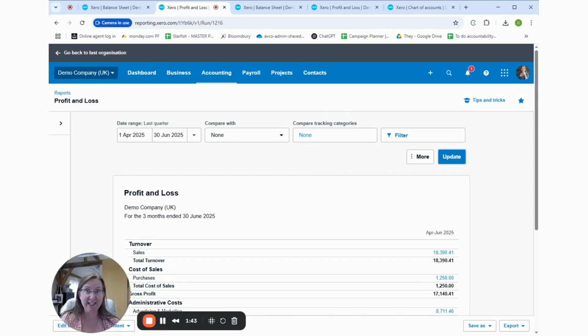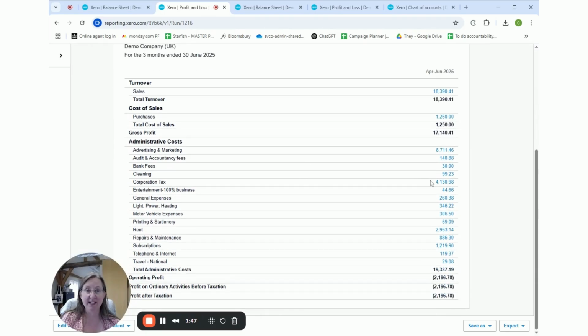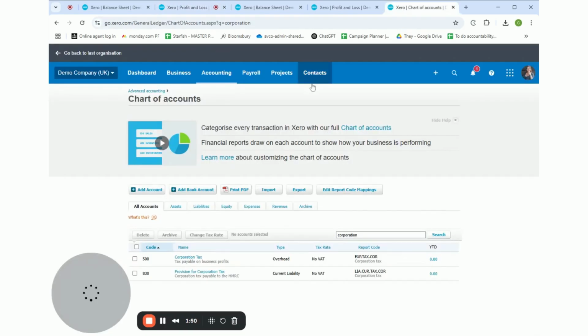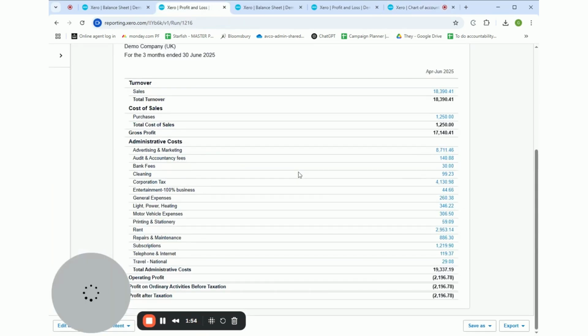As it happens, they've paid their corporation tax, so the money has gone out of the bank, but they've posted it to this P&L account. So this one here, 500 corporation tax, which is an overhead. So it shows on here that they've got an expense in the year of £4,130 on corporation tax, which isn't correct because this relates to last year and it's already been shown as an expense in last year. And what this has done is turned the small profit in the company into a £2,000 and something loss, which is not really what we want.